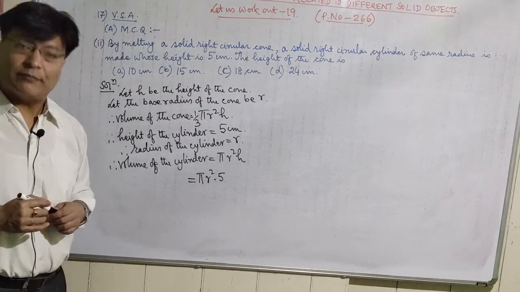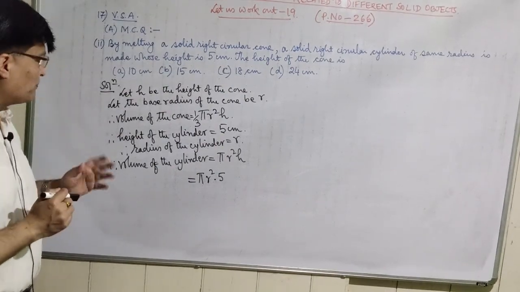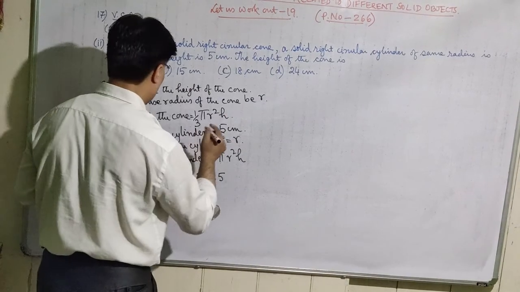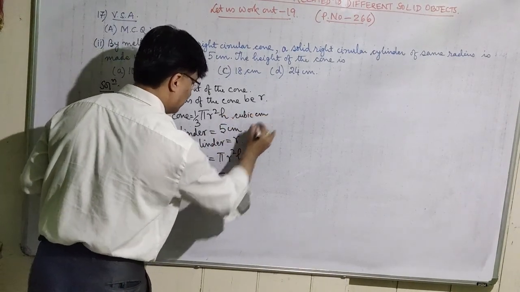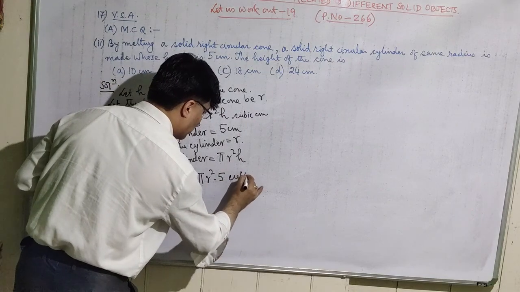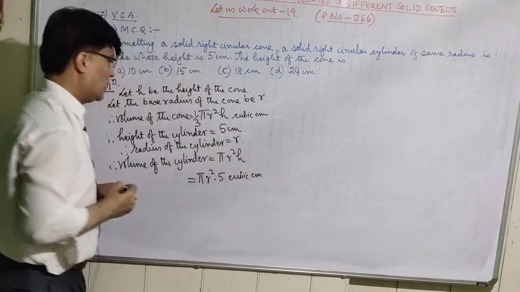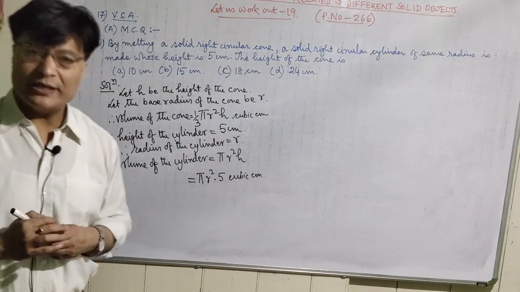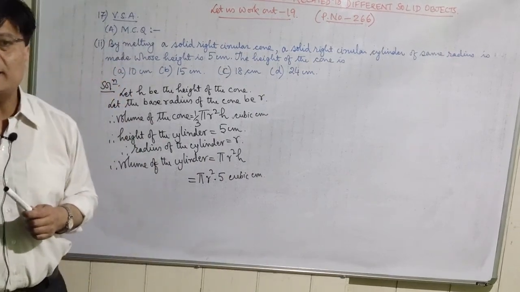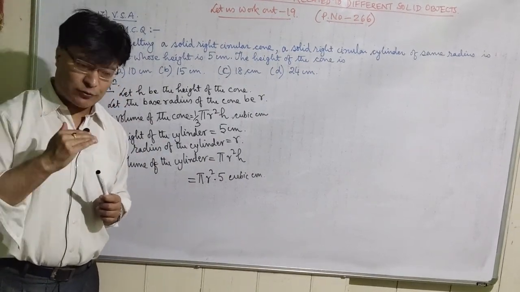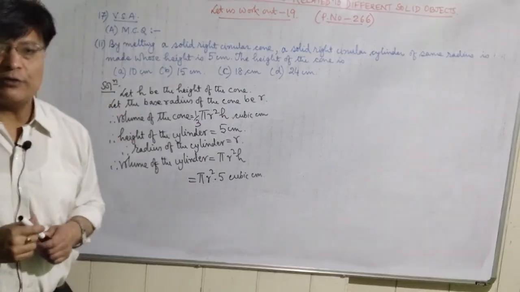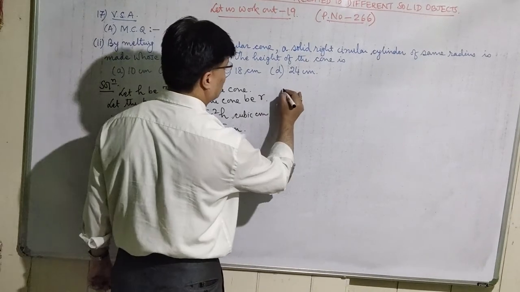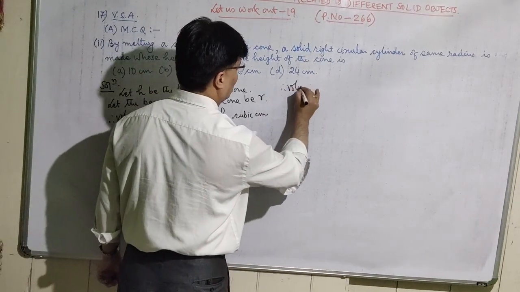So I think you have understood it. Now in this case, this is your cubic centimeter. This is also cubic centimeter. Now in this case, a cone is melted and a right circular cylinder is made. That means, from this we can understand that the volume of the cone is equal to the volume of the cylinder.